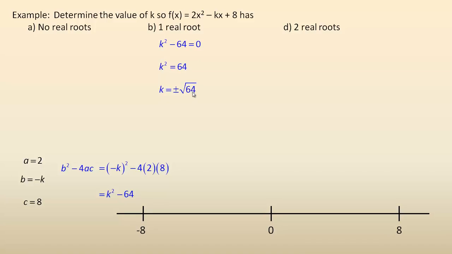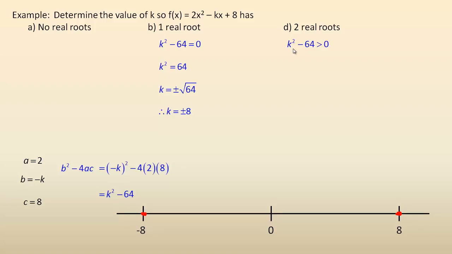And remember, there are two roots of 64. If you don't put the plus or minus here, you might think it's only 8, but it's 8 and negative 8, because negative 8 also squared gives you 64. So if k is 8 or k is negative 8, then those are the only two numbers that give you exactly one real root, because in those two cases the vertex is on the x-axis. Now let's do the two real roots, and then we'll get into no real roots.